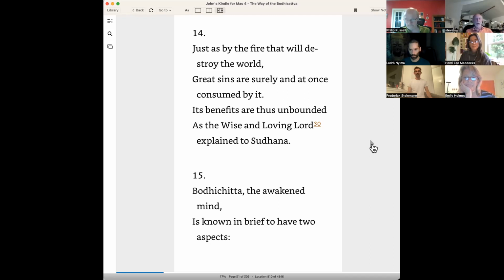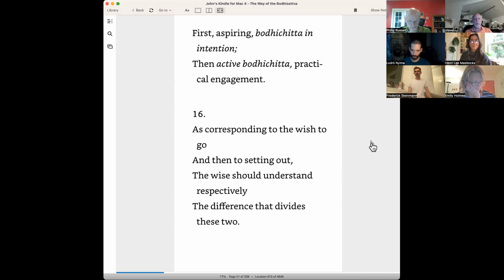Steve. Bodhicitta, the awakened mind, is known in brief to have two aspects. First, aspiring bodhicitta in intention, then active bodhicitta, practical engagement. So bodhicitta itself has two main aims, you might say. One is compassion for all sentient beings. And the other is the wisdom that produces enlightenment.